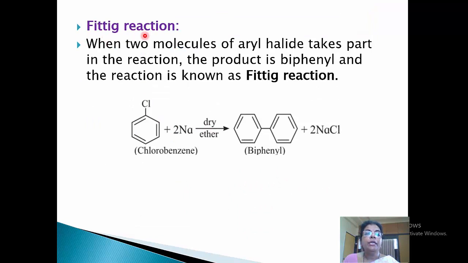Now we are going to see the Fittig reaction. Now when two molecules of aryl halides take part in the reaction, the product is biphenyl and the reaction is known as the Fittig reaction. Now look here, this is chlorobenzene. And when two molecules of chlorobenzene are treated with sodium metal in presence of dry ether, then one benzene ring gets attached to the second benzene ring to form biphenyl plus two molecules of NaCl. Now here we have to use two molecules of chlorobenzene. This reaction is known as the Fittig reaction.